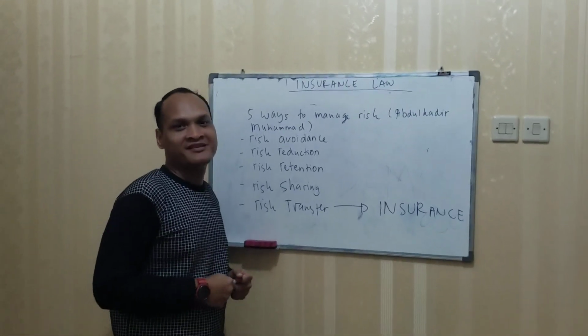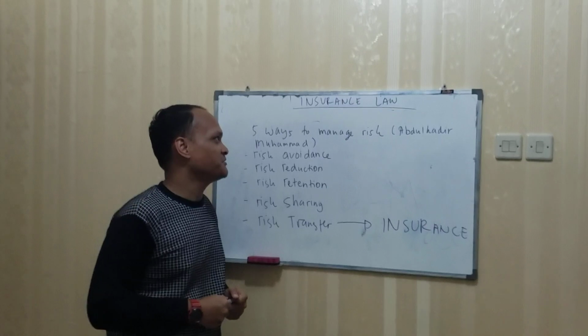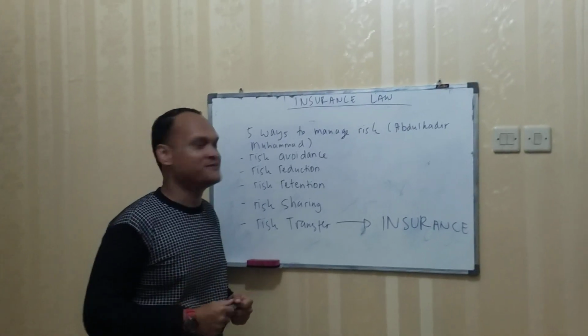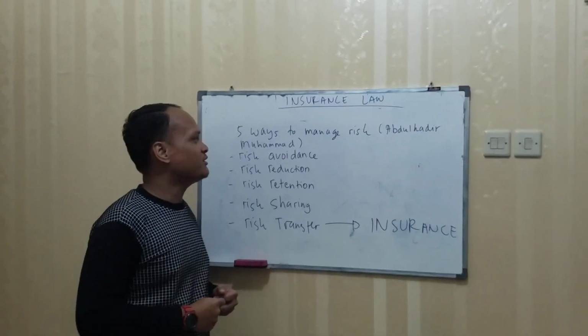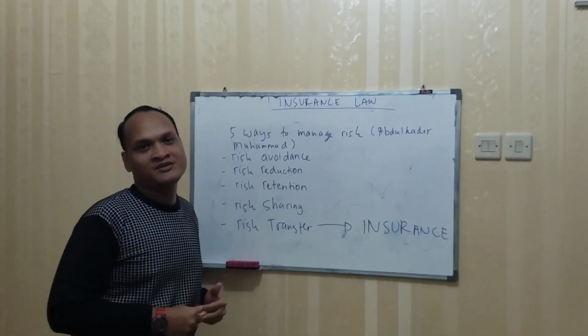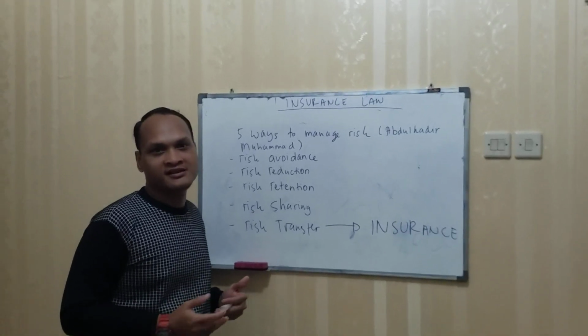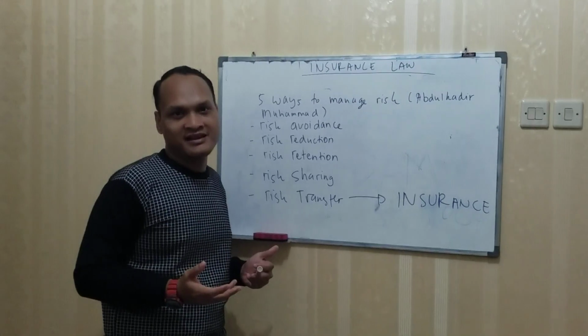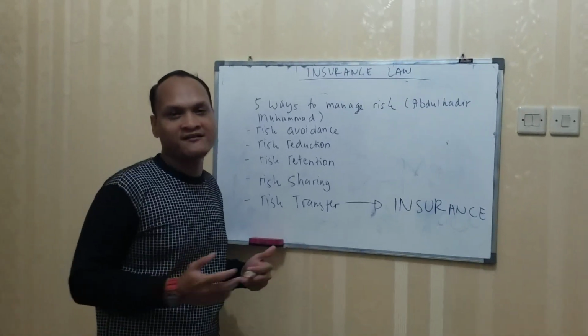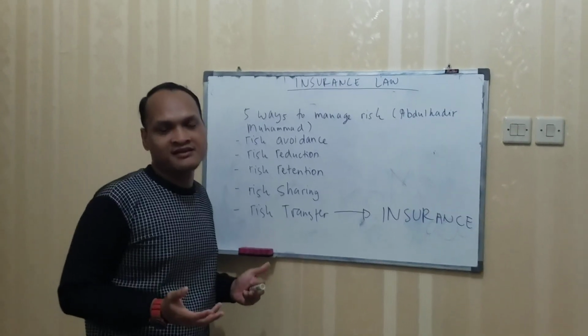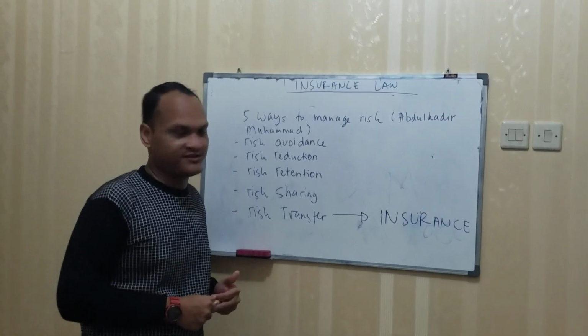Hello again. Now we are continuing our discussion about insurance law, part 2. In part 1, we already know what risk is. Risk is the possibility of an uncertain event occurring in our life, and that unexpected event brings us disadvantages.